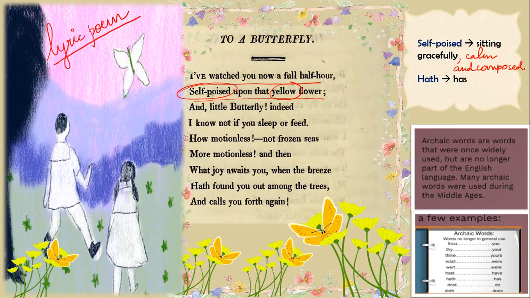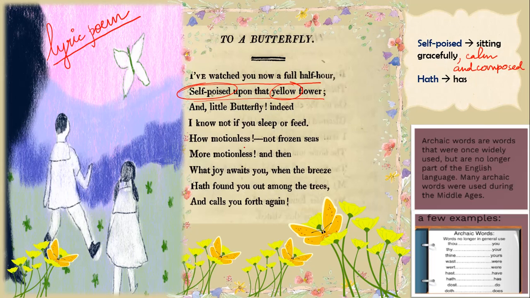"And little butterfly, indeed, I know not if you sleep or feed." So you can understand that the butterfly is very small, very little, tiny, but very beautiful. "And indeed, I know not if you sleep or feed." So it is sitting gracefully and it is so still that the poet is saying that he cannot understand whether the butterfly is sleeping or feeding on the nectar of the yellow flower.